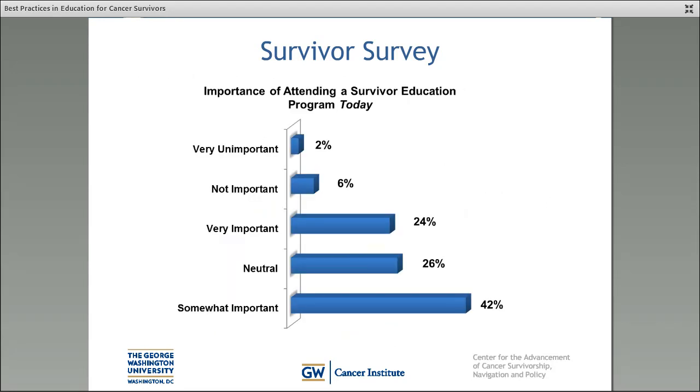Then we asked those who had not attended a program if this would still be relevant and useful for them today. As you can see, most said that it would be somewhat important for them to attend such a program today, which I think is interesting. Survivors may have eventually found the information they needed, but even with some time having passed since treatment, they would still be interested in attending a survivor education program.